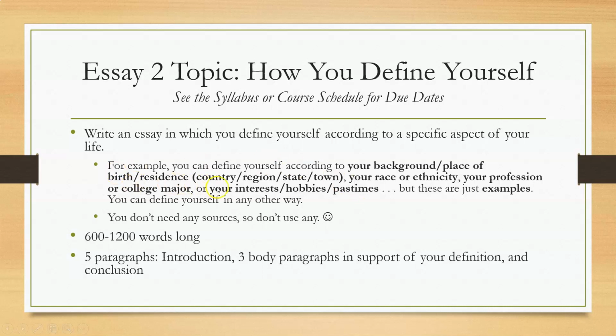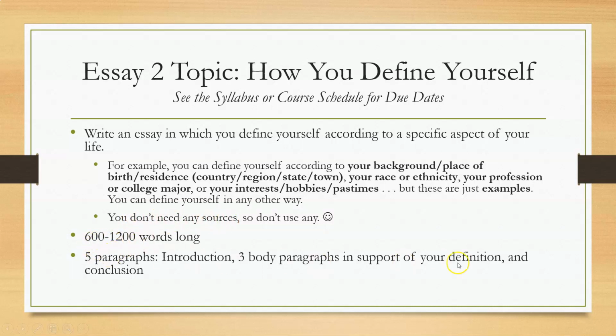So if you can't write about this and define yourself like that in a different way, then simply don't write about something else. These are just examples. You can define yourself in other ways. You'll find that I define myself in a different way than this. No sources. You're the source. Your life is your source, okay?